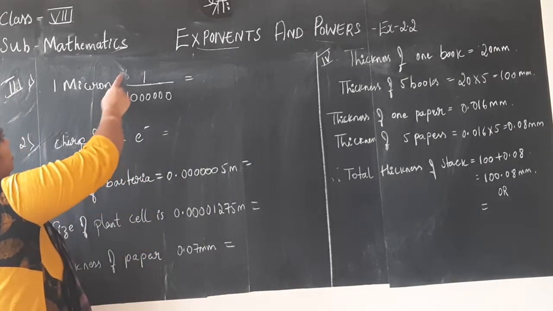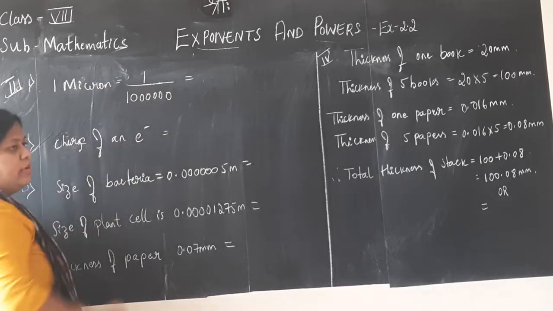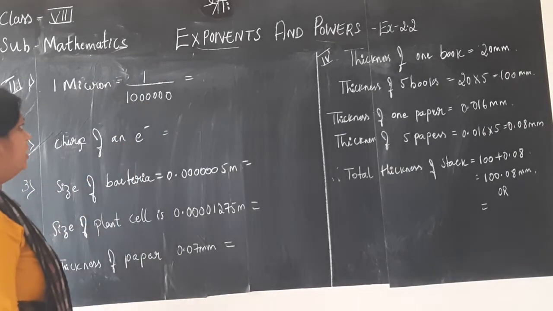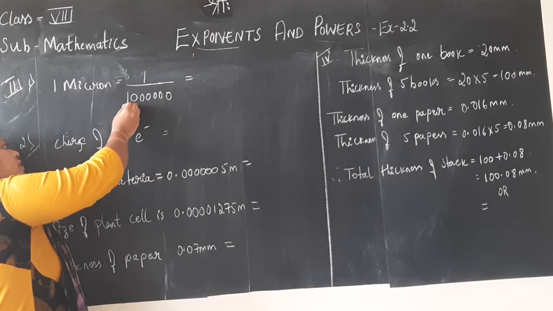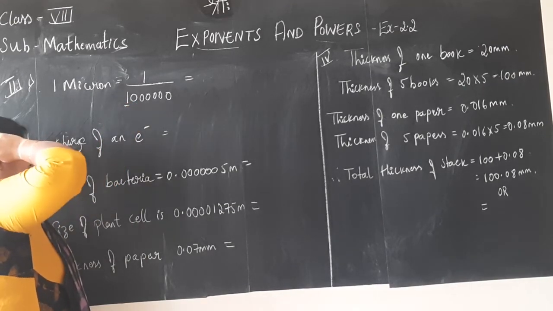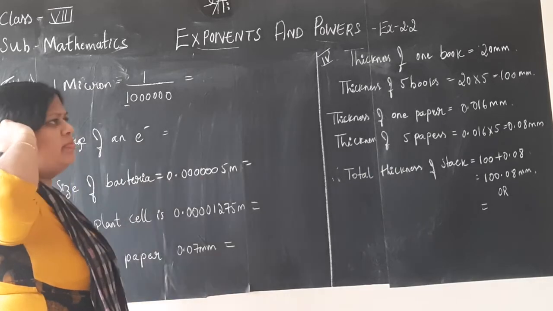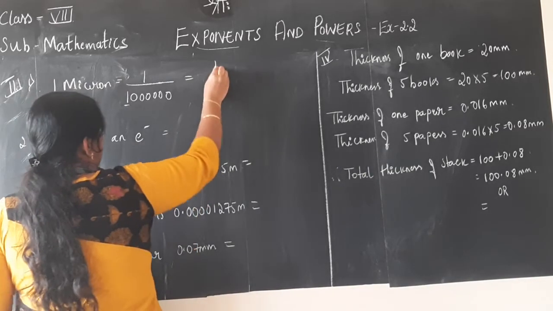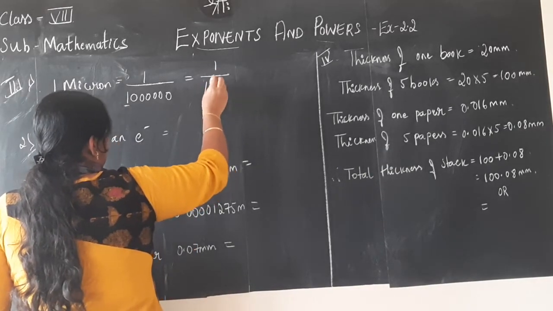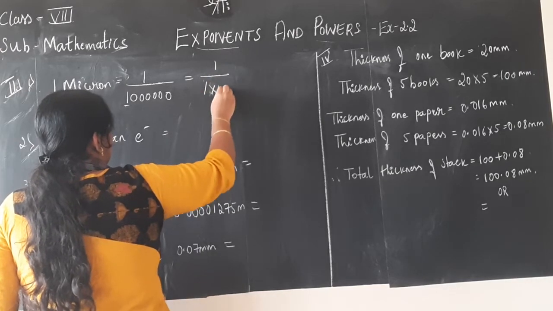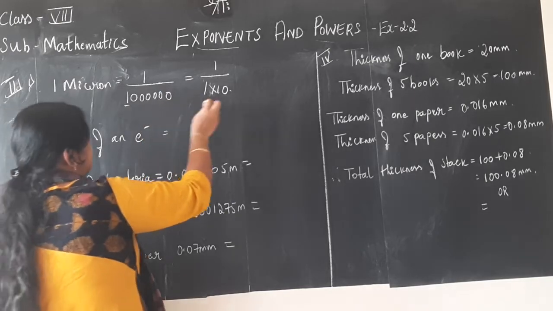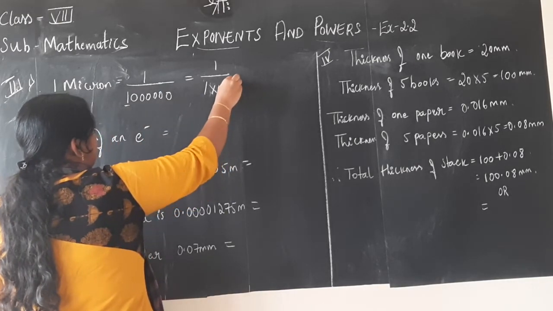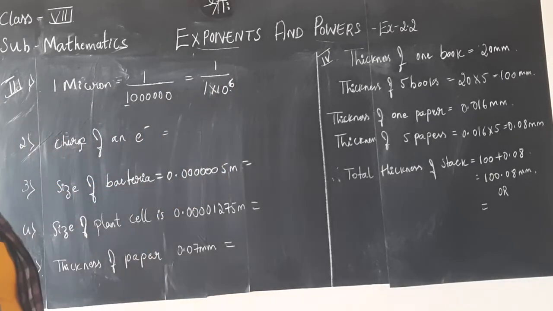The given question is, 1 micron is 1 followed by so many zeros. Express it in standard form. Here, children, in the beginning there is no other number, only 1 is there. So what we will write is 1 into 10 to the power, how many zeros are there? 1, 2, 3, 4, 5, 6. So you will write 1 into 10 to the power 6.